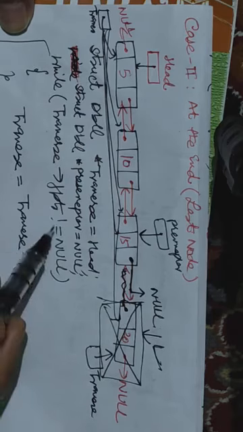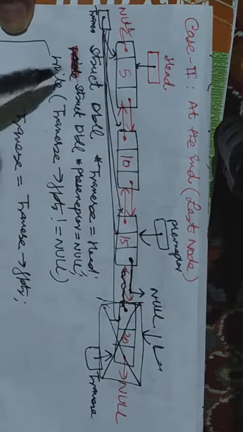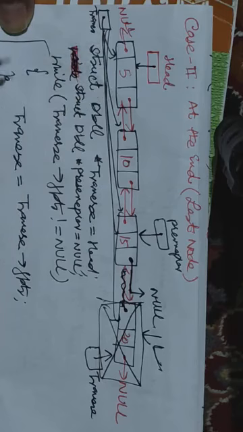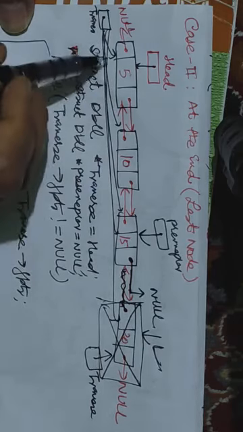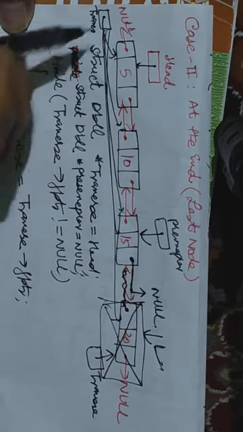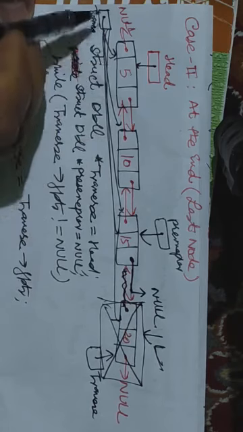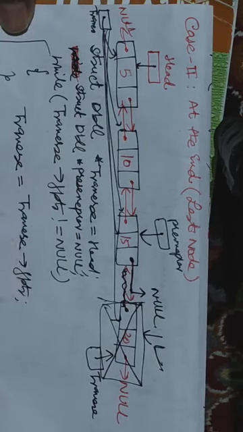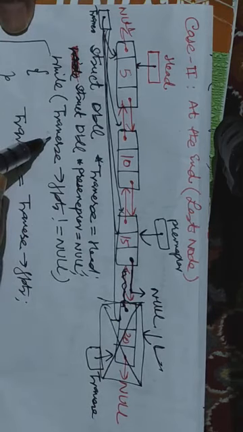Since in the first place traverse points to node number 1, we will check this condition, is traverse fptr not equal to null, right? Traverse points to this node number 1, is its fptr pointing to null? No, it's not null. So we will execute this statement, traverse is equal to traverse fptr. Now by virtue of this statement, this traverse pointer will cease to point to node number 1, it will point to node number 2, right? And then in the next iteration this condition will again be checked.